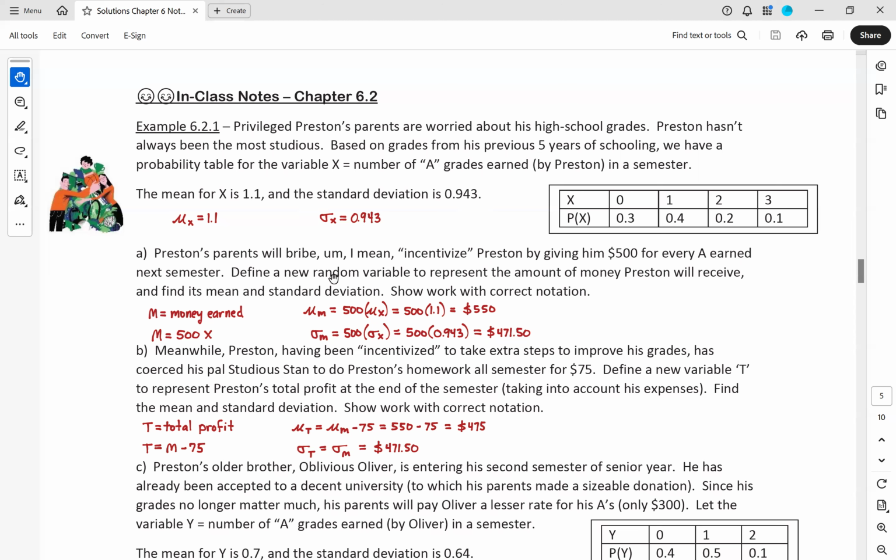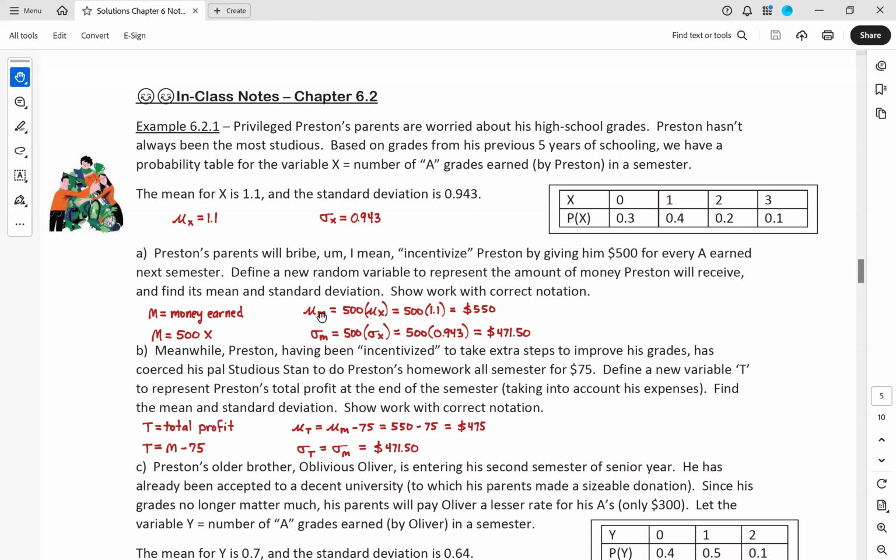Let's define a new variable to represent not the number of A's, but rather the amount of money that Preston is going to earn. So I'm going to give it a name, M. M equals money earned. I'm going to define that right away. And the calculation for M is really just a transformation of the previous variable x. I can take the x value, which is number of A's, and simply multiply any of those values by 500 to get the money earned. So I'm going to say M equals 500x. Okay. How does this affect mean standard deviation?